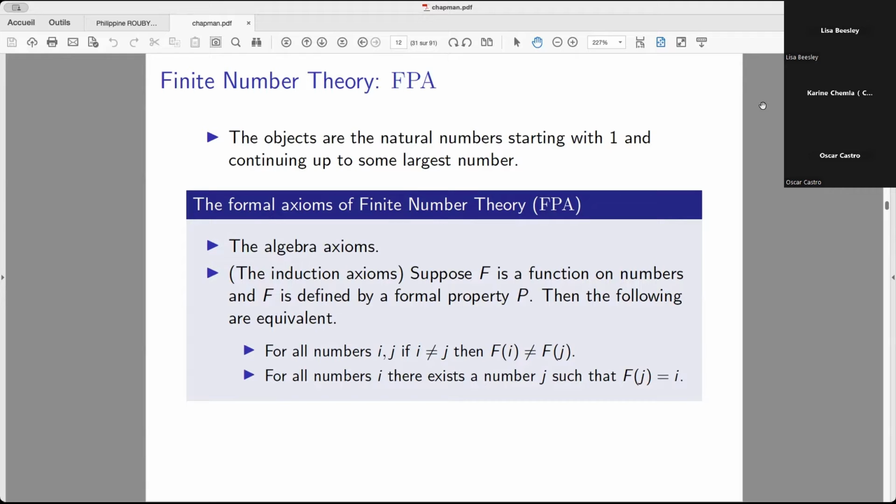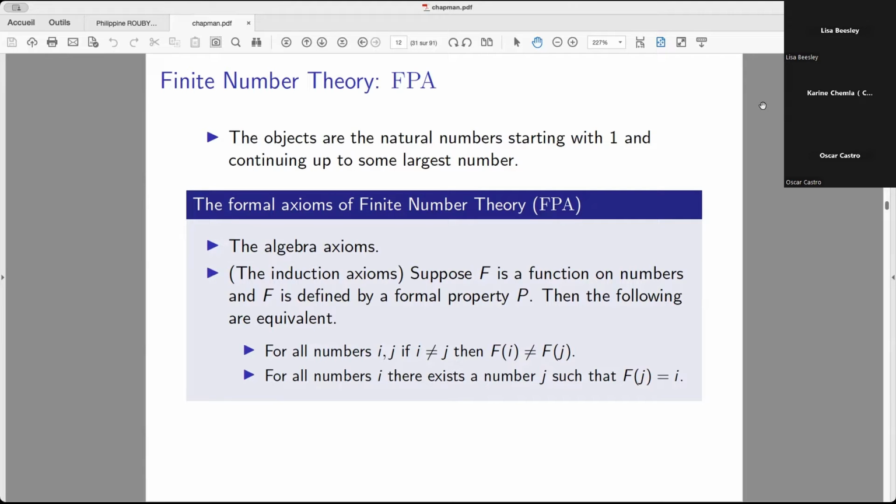If you have a function which is defined by a formal property, then the following are equivalent. The function is one-to-one, and the function is a surjection. Pigeonhole. So the other way to state the induction axiom would be the formal property of numbers, there's at least one. So this implies that it's not known within the context of FPA whether they're equivalent.